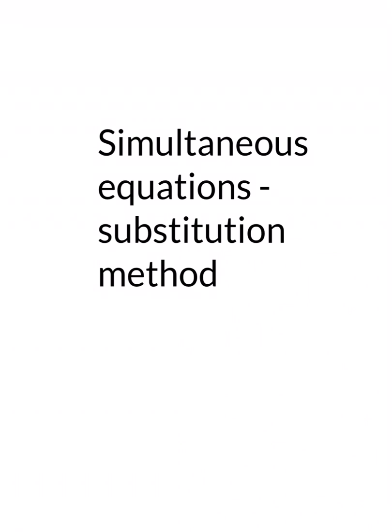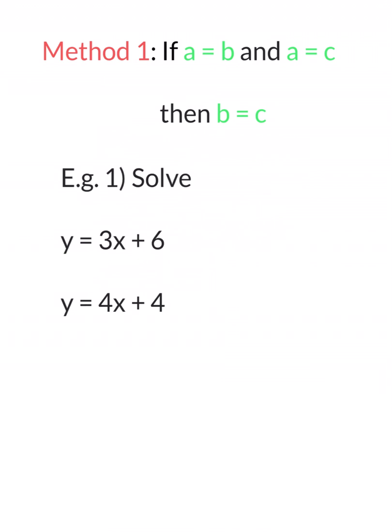Welcome to Simultaneous Equations Substitution Method. We're going to have a look at three different ways that we can actually solve simultaneous equations using this method. So for method one, if A is equal to B and A is equal to C, then that means that B must equal C. And we're going to use this to solve our simultaneous equations.